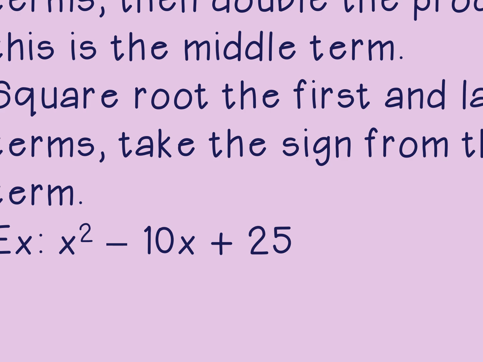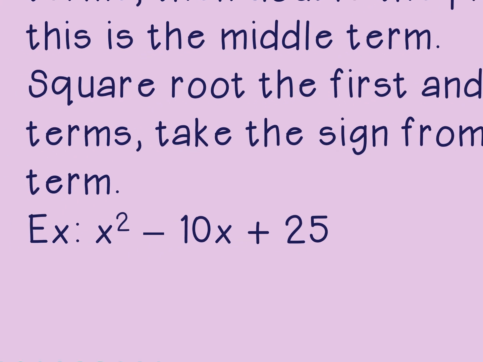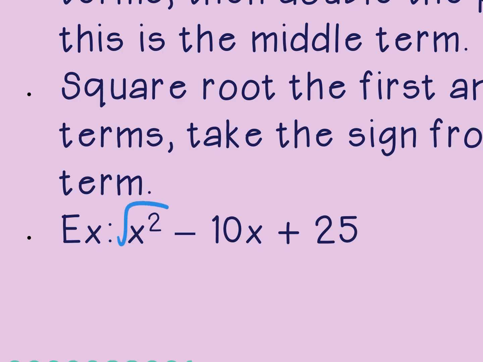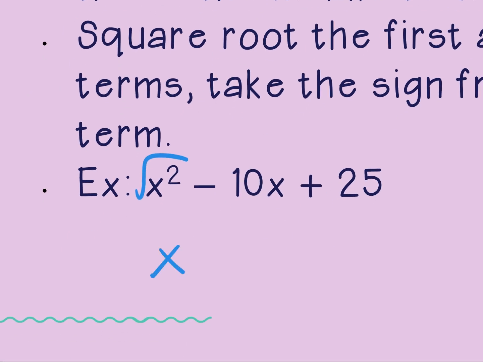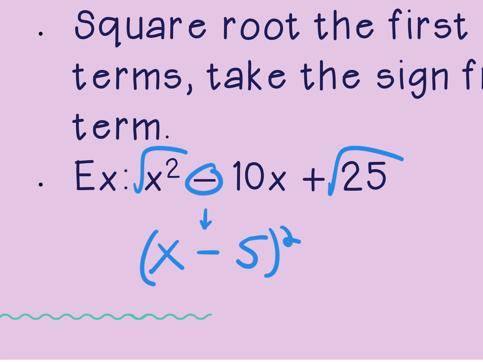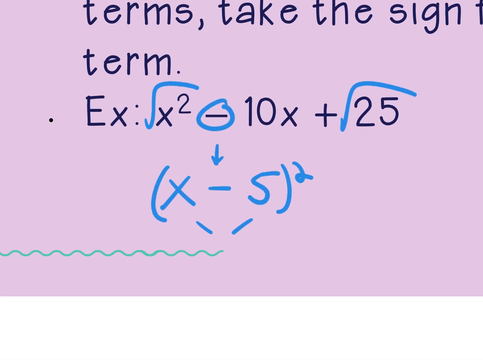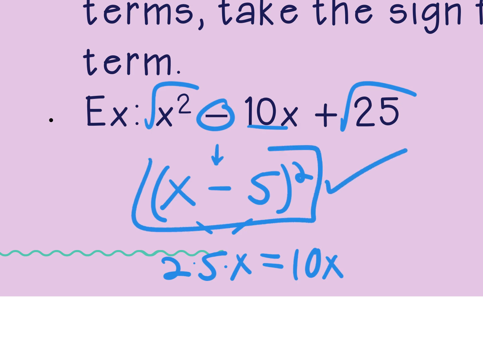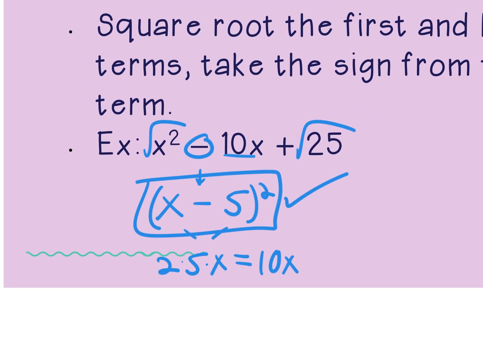All right. So if you look at something like this, our test for this is you square root the first. What's the square root of x squared? X. You square root the last. What's the square root of 25? 5. You take the sign in the middle. And this should be x minus 5 squared, but we can double check it by multiplying these two terms together, and doubling it. So let's do 2 times 5 times x. What does that get you? 10x. Does that match our term in the middle? Yes, so then this does work. This is our factored expression. All right, most people hate that the first time they see it, but we're going to do a couple more. You guys are going to get it, I promise.